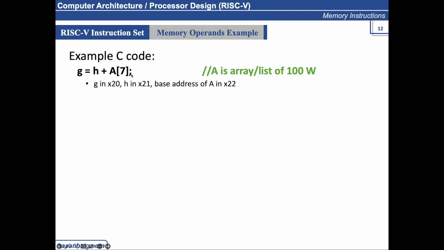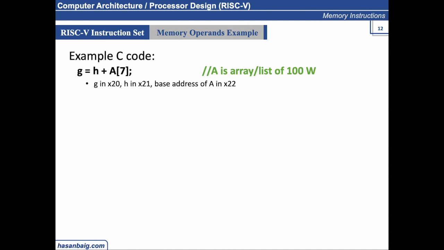Suppose that G corresponds to x20, the value of H is in x21, and the base address of A is in x22. So again, remember what the base address is. So what do you think? What do we need to do first?